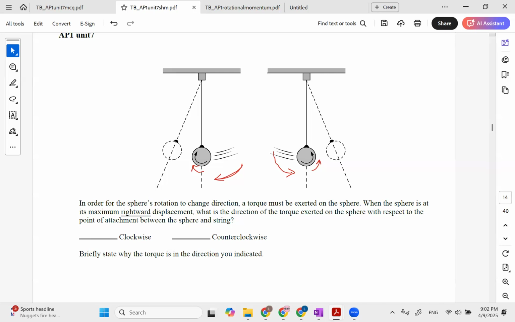Is it clockwise? On the torque, it has to be clockwise. Why? Because initially it's spinning counterclockwise, but when it goes to the left, it turns clockwise. It changes from counterclockwise to clockwise, so when it's released from here, it was counterclockwise. And then when it comes back, it becomes clockwise. So the torque must be clockwise, right?